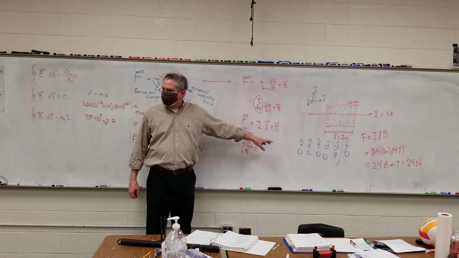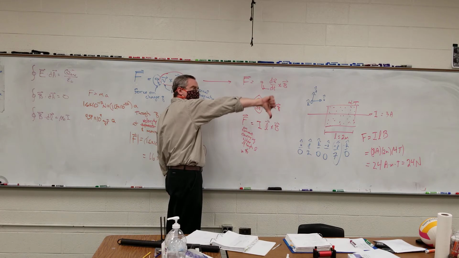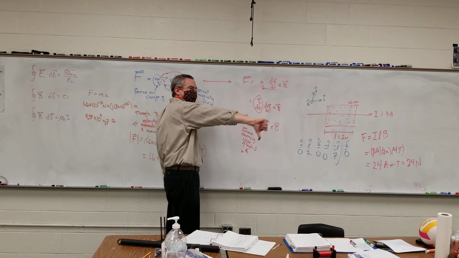My L cross B here, L is in the direction of current flow. So L cross B points down. The cross product is down.